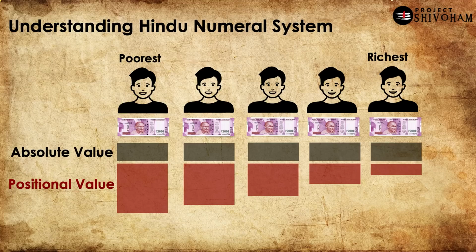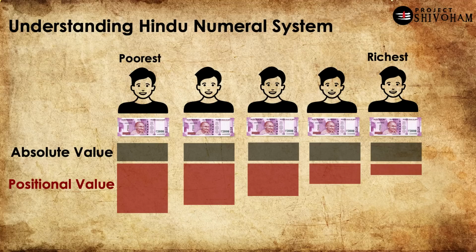Now imagine that this 2000 rupee note is jumping across the pockets right from the poorest to the richest. Then the value of this 2000 rupee note will reduce. What it means is, for a poor man having a 2000 rupee note, it is very valuable to him, but as it jumps the pockets towards the richest person, the value of this 2000 rupee note in the pocket of a rich person is very less for him because he has a lot of money.